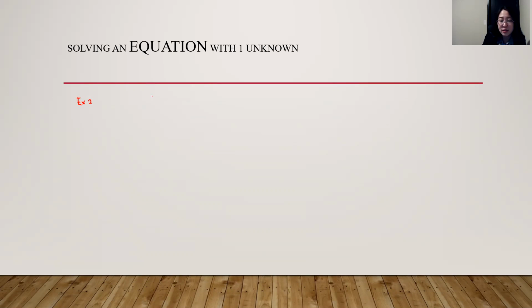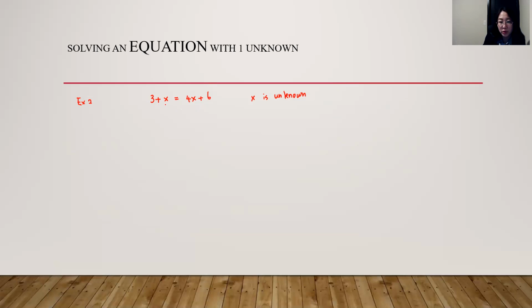A more advanced equation with one unknown variable looks like this: 3 plus x equals 4x plus 6. You can see that we have two terms that include x, and x is unknown. We need to put all terms that include x on one side of the equation and all numbers on the other side. I decided to move all x terms to the right-hand side of the equation and all numbers to the left-hand side.